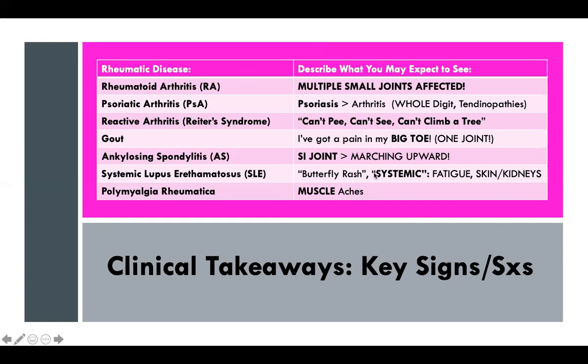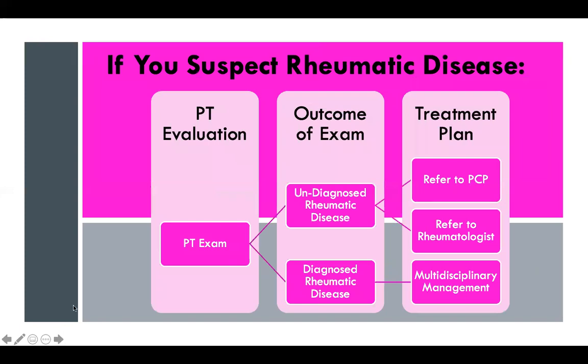SLE, just all of the systemic signs and symptoms that are present, fatigue being really common. If the malar rash is present, knowing or identifying that that's characteristic. The myalgia in polymyalgia rheumatica, I think, is going to be my key takeaway for that. So if you do suspect rheumatic disease, what is our course as a physical therapist?